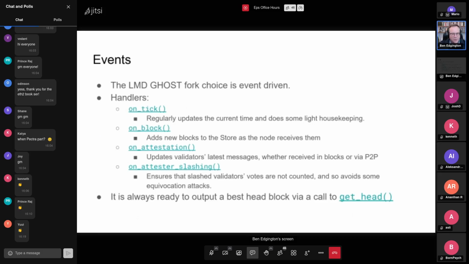Let me just pause as promised for any questions. We will be looking at LMD GHOST next, and then Casper FFG. Anyone want me to clarify anything there?